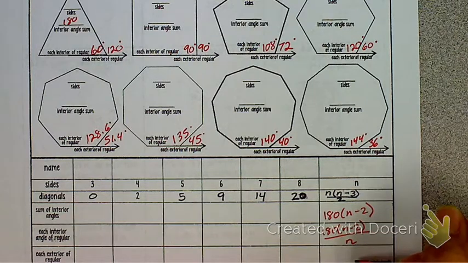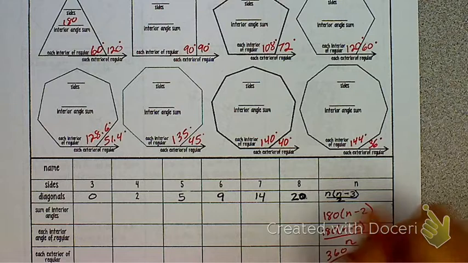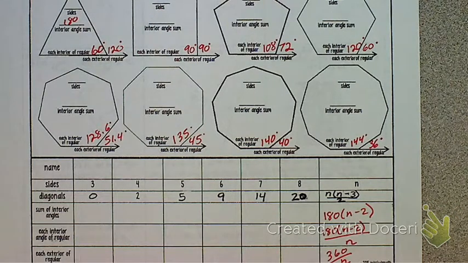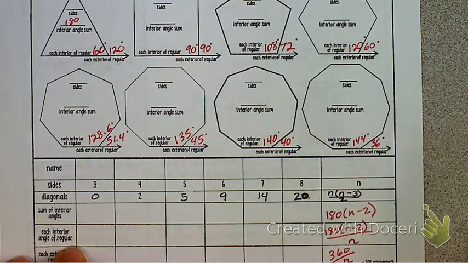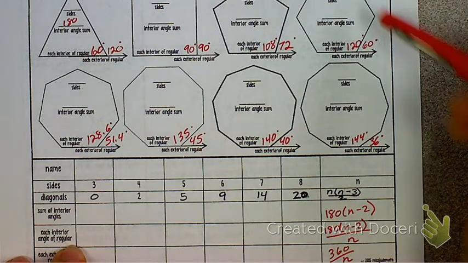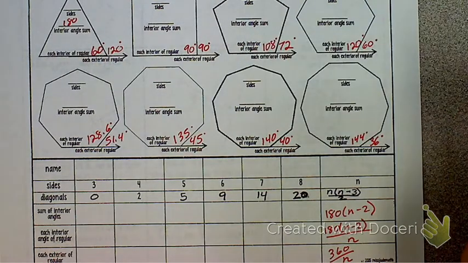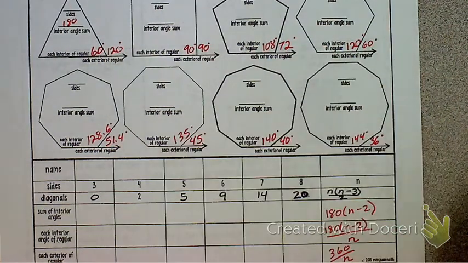And lastly, each exterior: 360 divided by n. How much a circle adds up to is 360. For the outside, that doesn't matter. That's why the value goes down every single time, because you're dividing it by the number of sides. The number of sides goes up, the value on the outside goes down. Make sense?